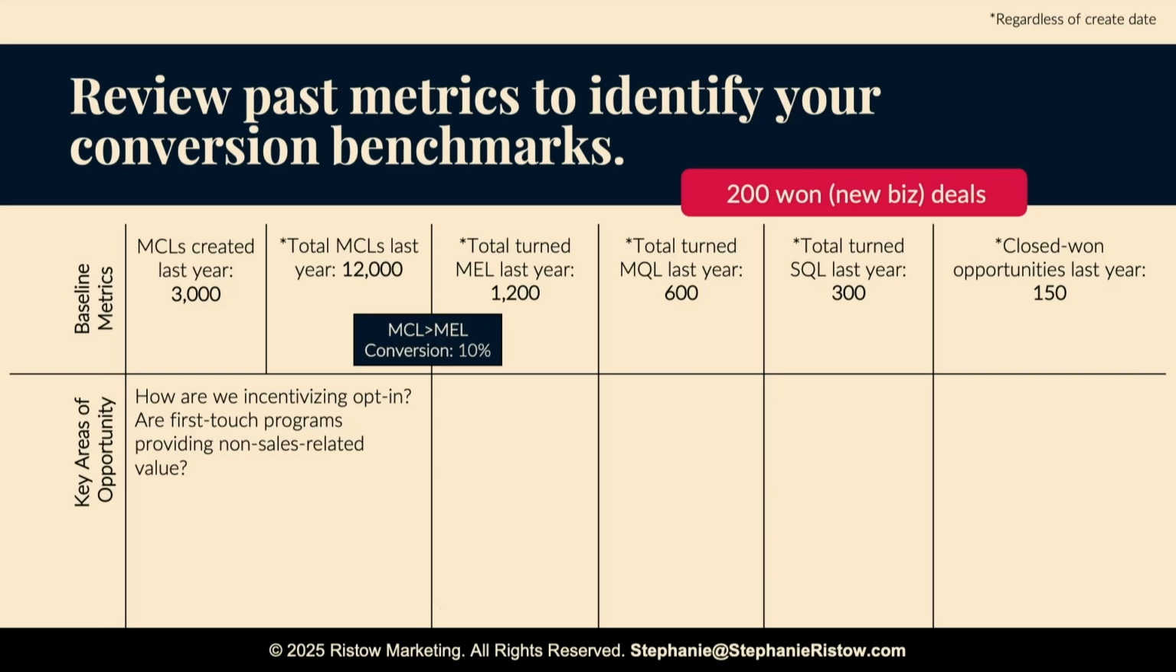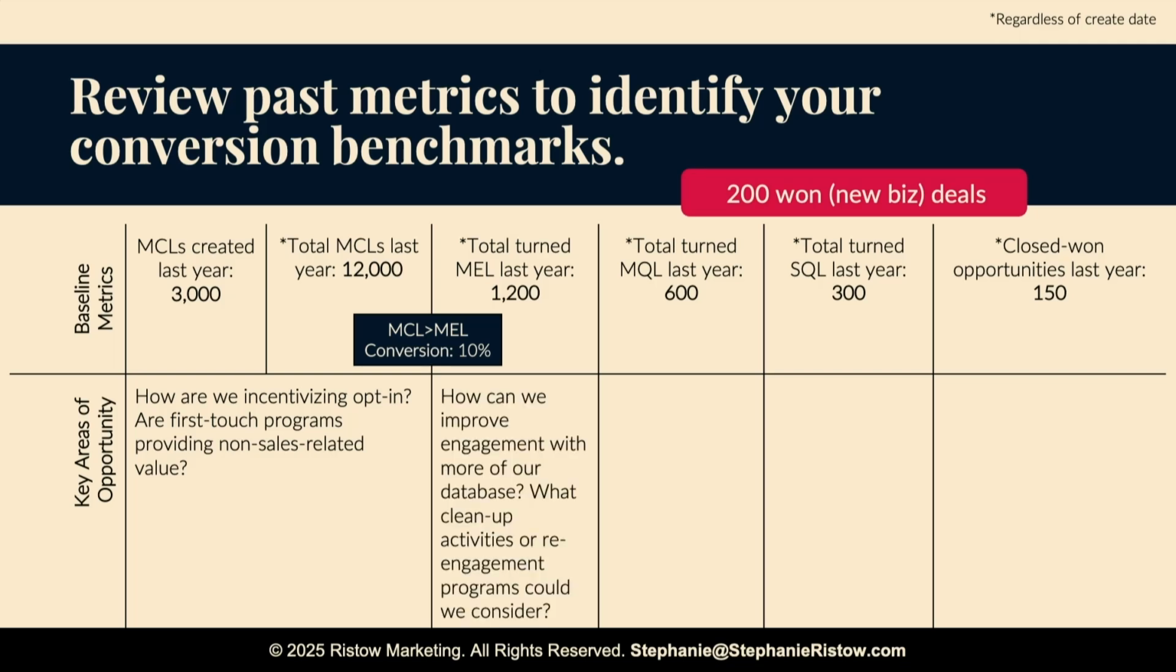And look, I did some math. MCL to MEL, we had a conversion rate of 10% last year. So I want to know, how can we improve engagement with more of our database, right? So if most of the people in there are not opting in to receive ongoing marketing, is it because they're not real, they're bots? Is there a bunch we got to clean out of there so that it's not impacting our numbers? What else can we do with sales enablement or events or things like that to get that opt-in, right? So that we can push them further down the funnel.